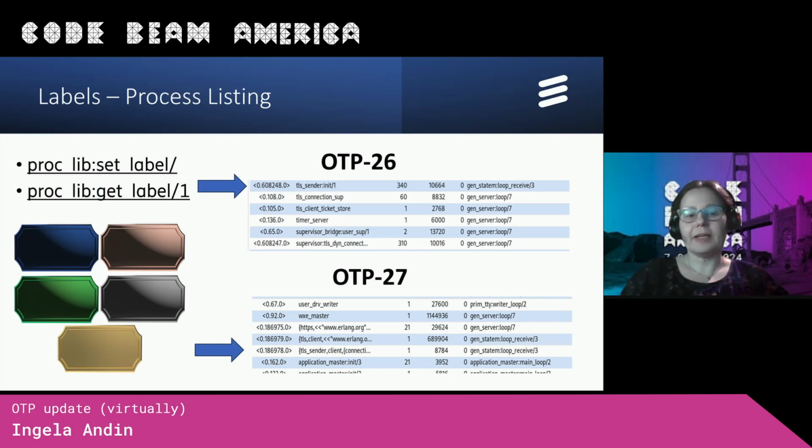And if you look at OTP 26, for instance, in Observer, this is process listing, we can see that we have a TLS sender process, and we can see that from what the initial function is called. But we have no idea if this is a client process or a server process, just that it's sending TLS. So in OTP 27, we will be able to see from the label that it's actually a client process.